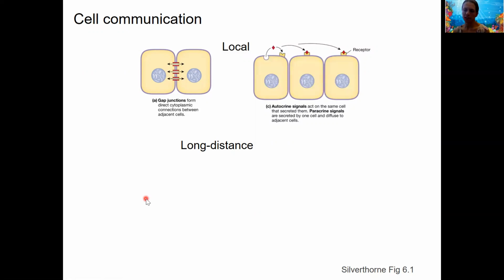Other types of local are autocrine and paracrine. Some people classify these as hormones because the molecules are the same, but the difference is the locality. So autocrine is signaling yourself, releasing a molecule that binds to a receptor on its own cell. Paracrine means nearby. So this is adjacent cells, where the molecule is secreted from the cell and binds to a nearby cell. So different than gap junctions in terms of how it's set up, right? The molecules are also going to be somewhat different.